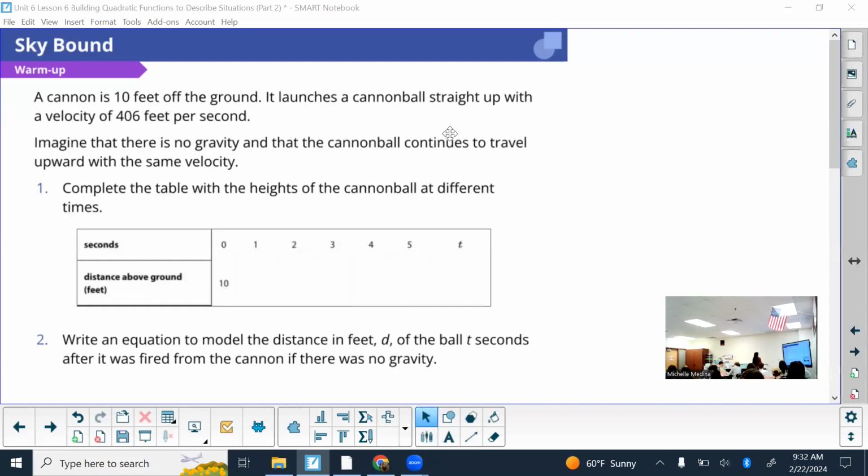So for the warm-up, a cannon is 10 feet off the ground. It launches a cannonball straight up with a velocity of 406 feet per second. Imagine that there is no gravity and that the cannonball continues to travel upward with the same velocity.